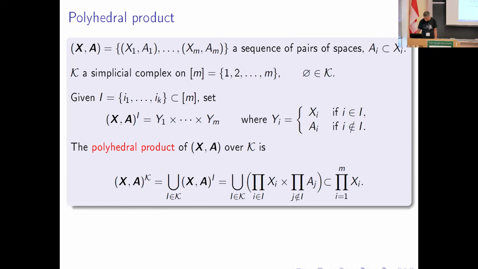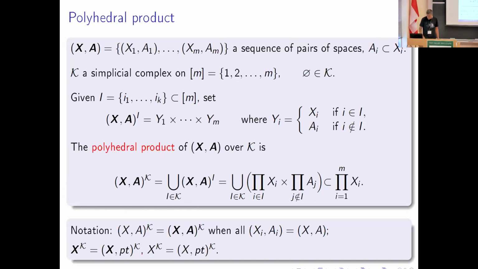And that works with topological spaces. Just to fix the notation, we use this polyhedral power notation. So X to the power K will denote just (X, point) to the power K. So you may have a sequence of spaces here or a single space. We use this abbreviated notation for this polyhedral power as opposed to the general polyhedral product.